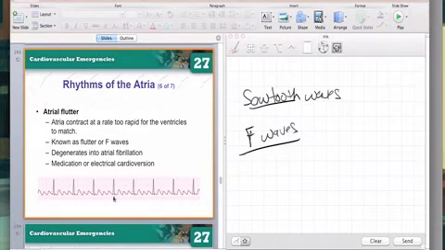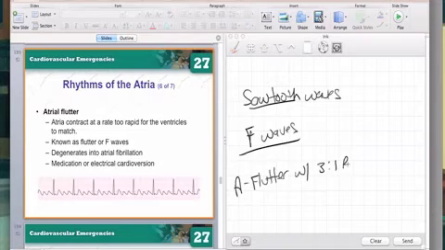So when we look at this rhythm, we're going to have a QRS and then a flutter wave, QRS, flutter, flutter, flutter, QRS, flutter, flutter, flutter. It's in a pattern. So we would call this an A flutter with a 3-to-1 response.